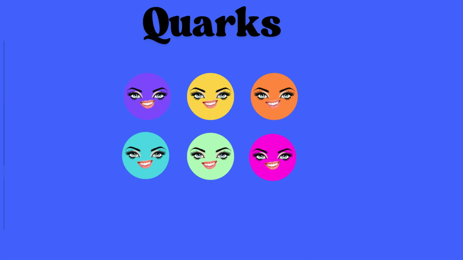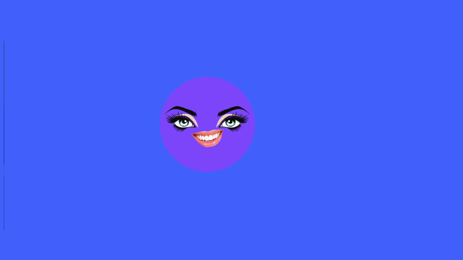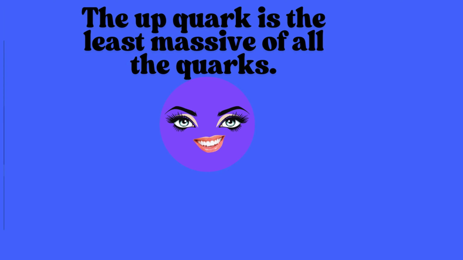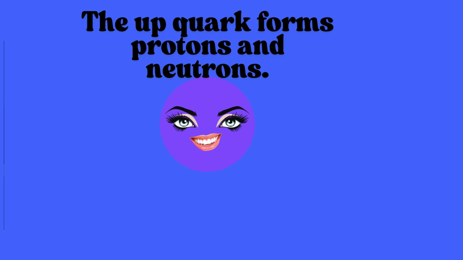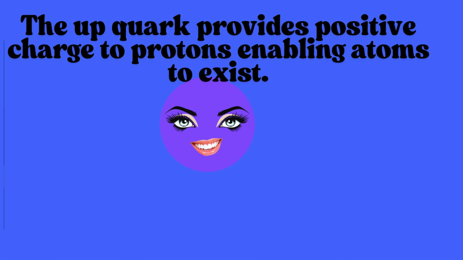We are the 6 different types of quarks, and we combine with each other through the strong nuclear force to form the hadrons. You already met them, so let's just keep moving on. I am the up quark and my symbol is U. I am the least massive of the quarks. I form protons and neutrons. I provide positive charge to protons, enabling atoms to exist.